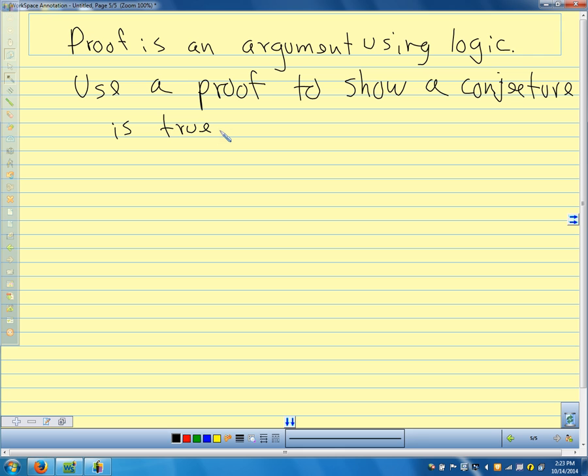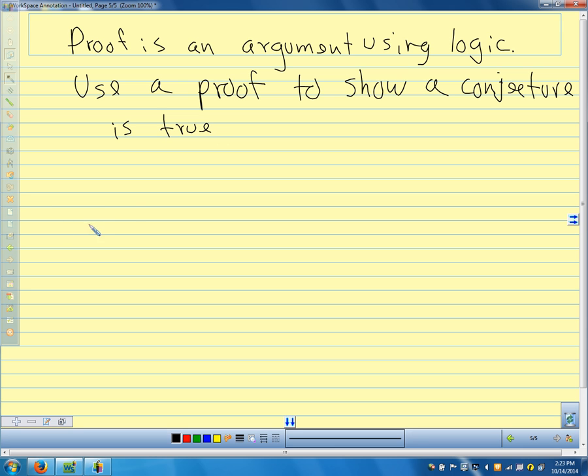And let's remember what a conjecture is. That was from the very beginning of the chapter. When we make a conjecture, what are we doing? I look outside and I say, it's sunny, I think it's warm. So my conjecture is it's warm outside. So a conjecture is we're saying what we think is true based on observation. A proof shows that a conjecture is true. So we're using logic to show that a conjecture is true.